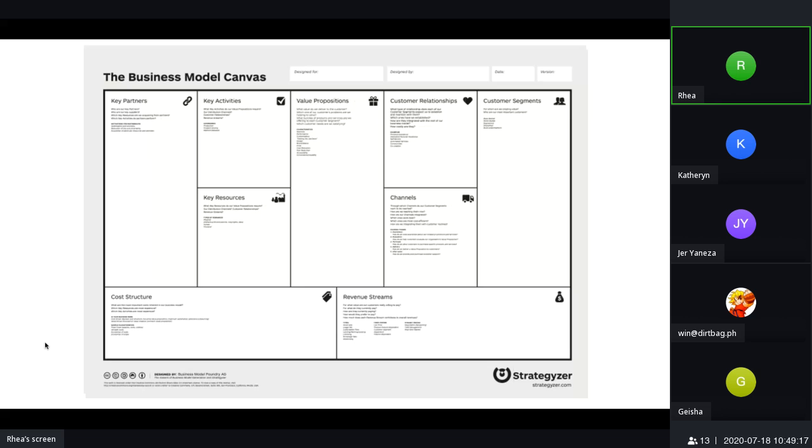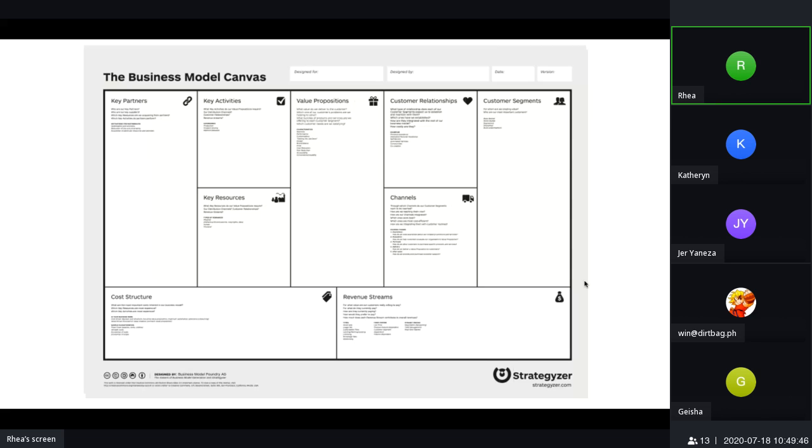So in a nutshell, there are different components there. You can see the key partners on your left, and key activities. Below that would be the key resources. We have value propositions in the middle, customer relationships, channels, customer segments, and at the bottom part would be your cost structure and revenue streams.